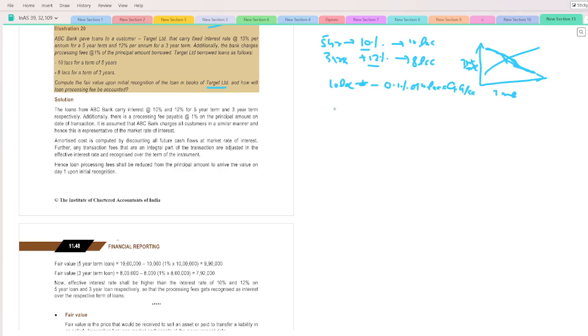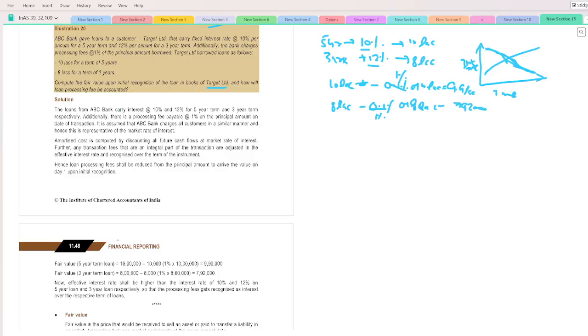Okay. Similarly for the 3 year, it will be 8 lakh minus, not the 0.1%, it is 1%. Yeah, it's 1%. My apologies, 1%. So 1% of 8 lakh, you will be deducting it here. So it will be coming 7.7 lakh 92,000. So this is what it is written here.